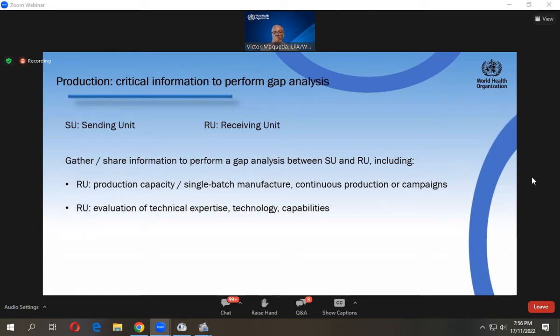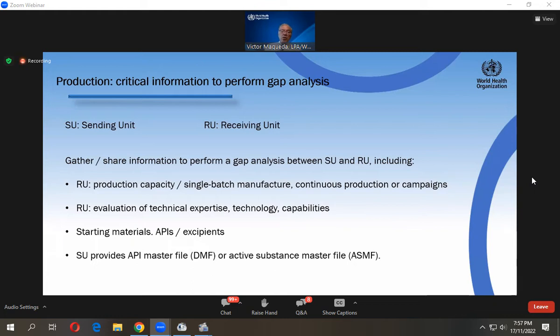pieces of information. The receiving unit also needs to evaluate the technical expertise, the technology, the capabilities, especially when there's a transfer from a highly developed, sophisticated process to another setting which might have some limitations in terms of technology. Of course, starting materials, APIs, active pharmaceutical ingredients, and excipients, are very important to understand, including the role that they have in the product.